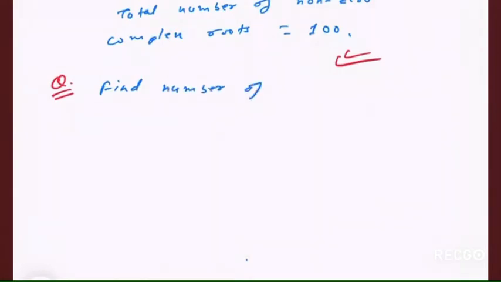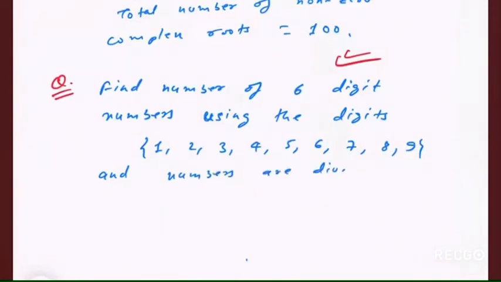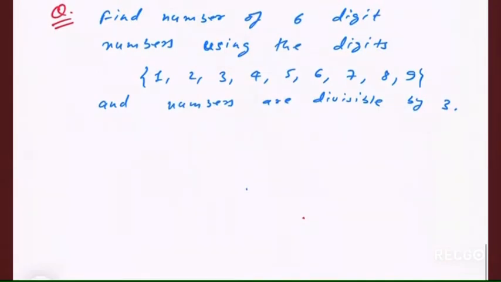Yes, the question which I was talking about, the question from permutation and combination, is: find the number of six digit numbers using the digits 1, 2, 3, 4, 5, 6, 7, 8, 9, such that these six digit numbers so created are divisible by 3, and we all know that for a number to be divisible by 3, the sum of its digits must be divisible by 3.